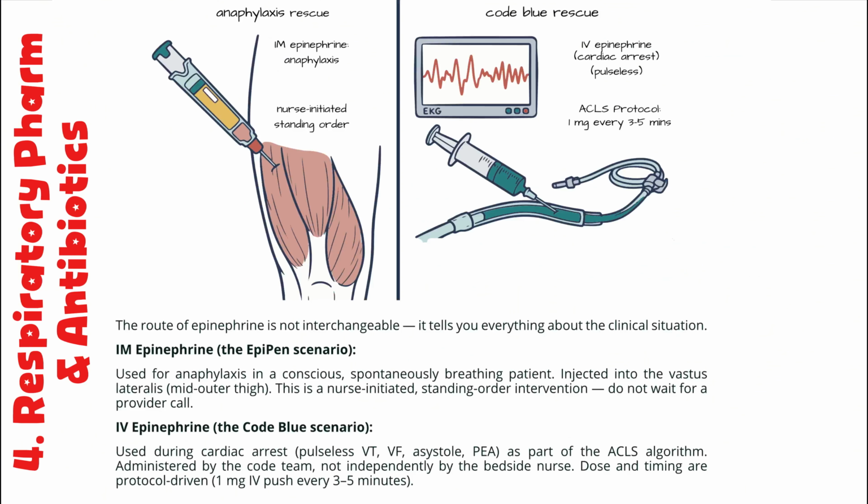Here's the trap that catches almost everyone. The route of epinephrine is not interchangeable, and it tells you exactly what's happening clinically. IM epinephrine is for a conscious, breathing patient in anaphylaxis. It's a nurse-initiated standing order, so you don't wait for a provider call. IV epinephrine is strictly for a code blue, pulseless cardiac arrest, given by the code team under ACLS protocol, 1 mg every 3 to 5 minutes.